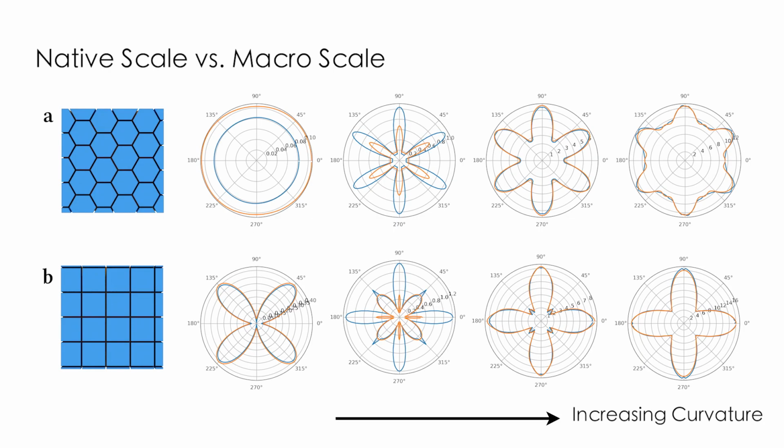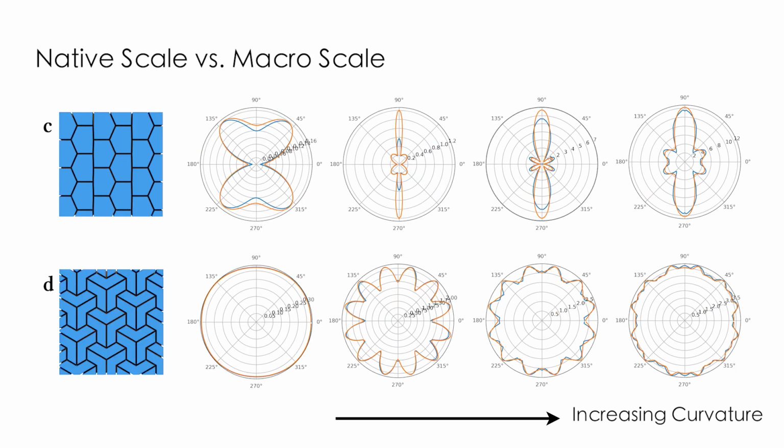Finally, we evaluate the accuracy of our macromechanical model relative to the native-level simulations by comparing moment curvature profiles for different patterns. As can be seen in this comparison, the macroscale model achieves overall good agreement with the reference data at a fraction of the computation time.